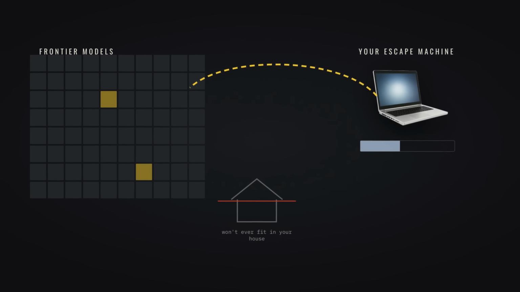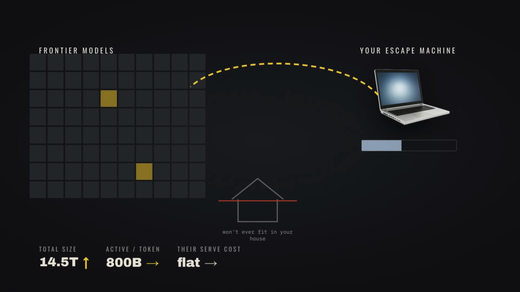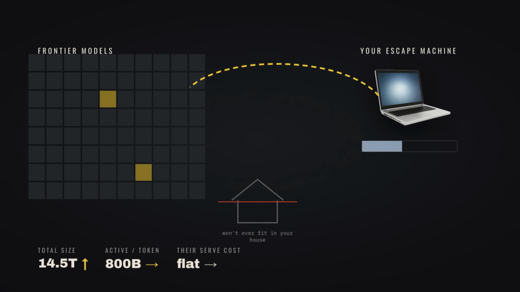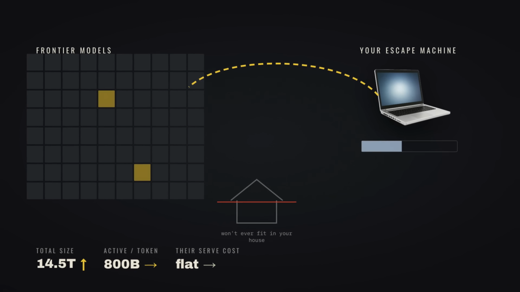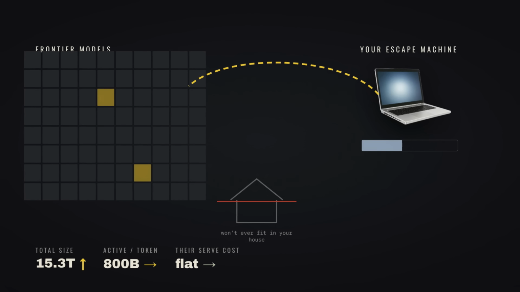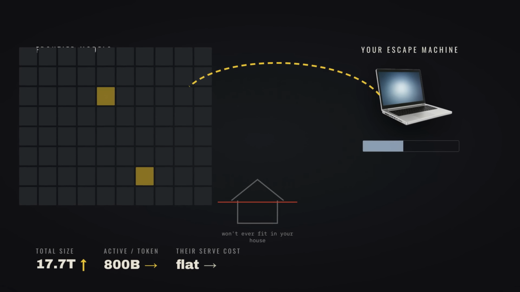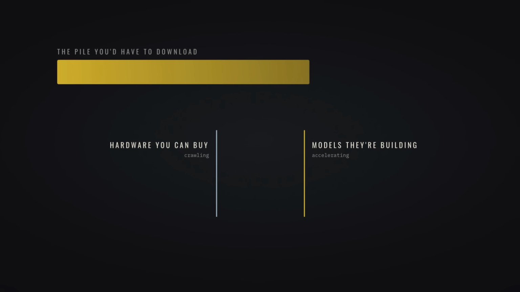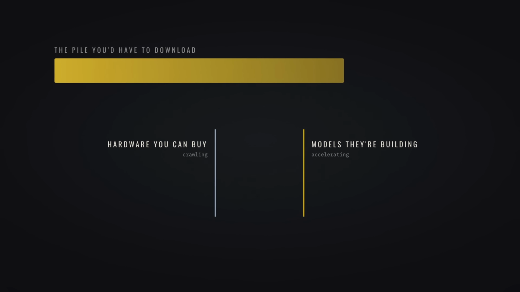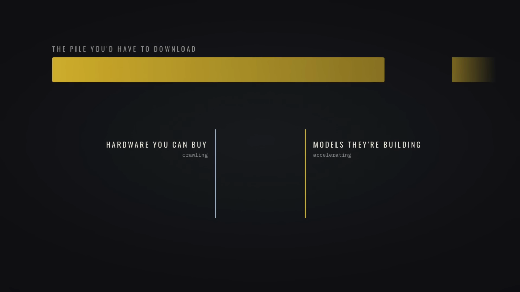Because a mixture of experts architecture only wakes up a fraction of its parameters for each token. The big AI labs realized they can keep inflating the total size of the model to make it smarter without actually inflating their cloud bill. Sparsity makes adding billions of dormant parameters incredibly cheap for the companies renting out access. So the total size of the pile you've got to download is only going to accelerate.